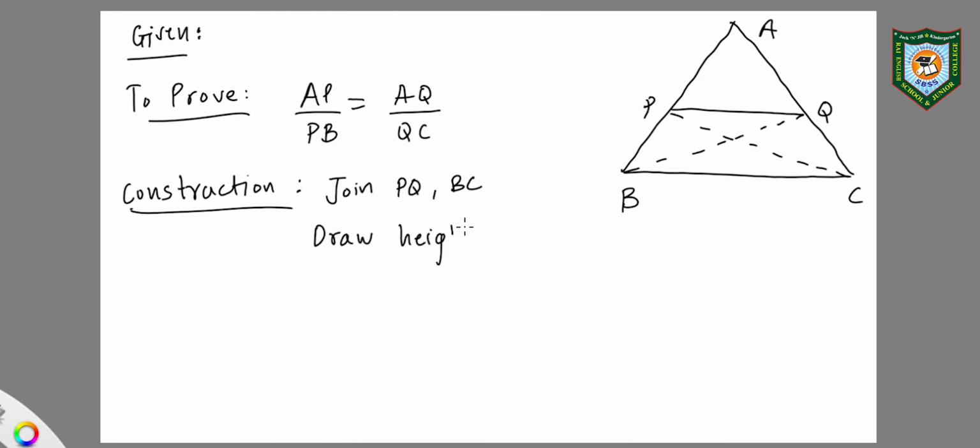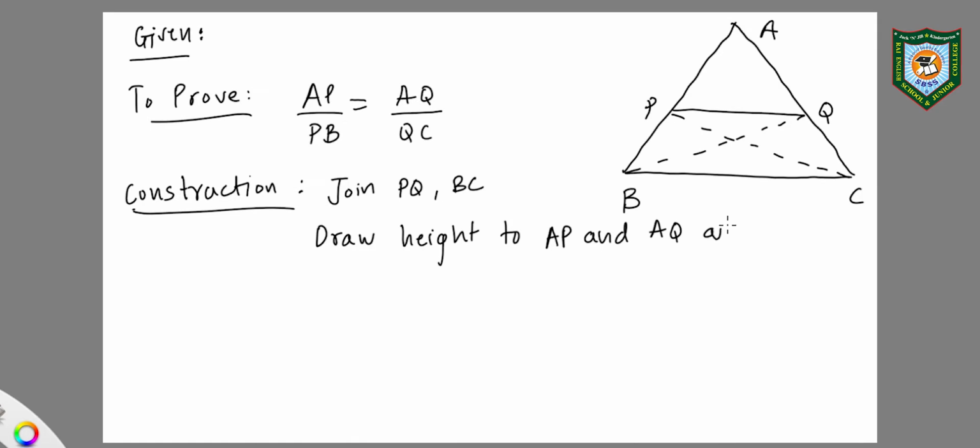height to AP and AQ at points D, E. So I'll be drawing these heights with colors. So here I have the first height. Again, it's a construction, so I need to draw a dashed line. This is 90 degrees, and similarly for this triangle I have this as 90 degrees.